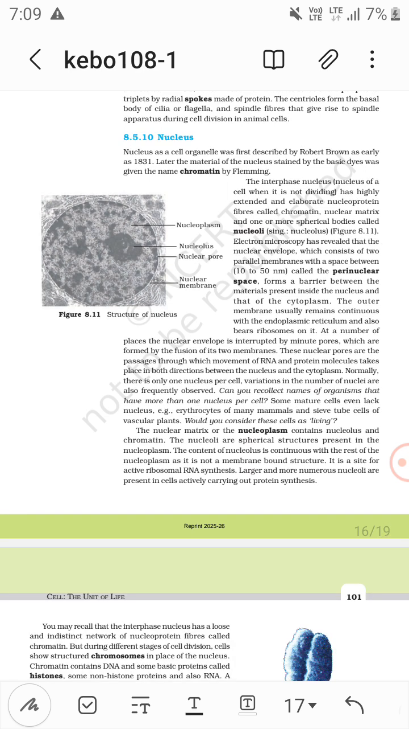In the nucleus, there is the nucleolus that synthesizes the rRNA, and there is movement in both directions through the nuclear pores, that is movement of proteins and rRNA. Nuclear pores are the passage through which movement of RNA and protein molecules takes place in both directions between the nucleus and the cytoplasm. That's it.